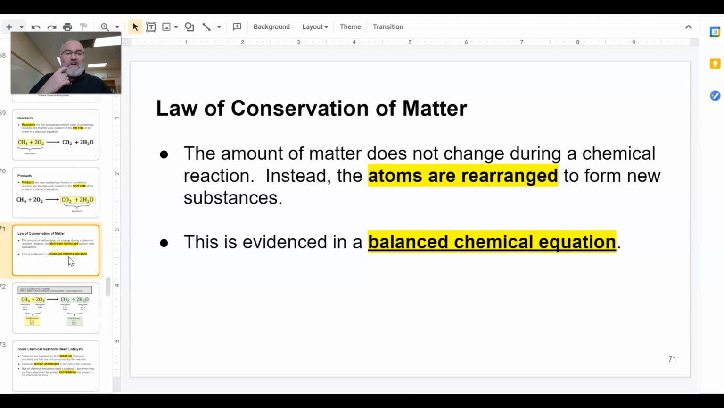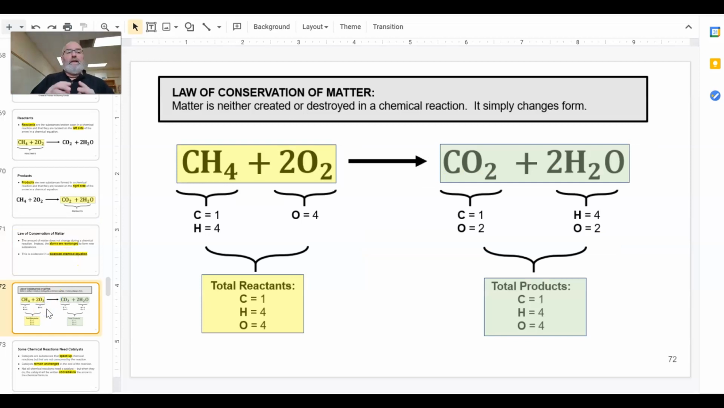What that means is that you don't really gain or lose atoms of anything in a chemical reaction. Instead, all that happens is atoms are rearranged into new substances during a chemical reaction. We call that the law of conservation of matter. Stated simply, matter is never created or destroyed in a chemical reaction. It just changes forms. And you can find proof of that in a chemical equation. Here's an example of that.